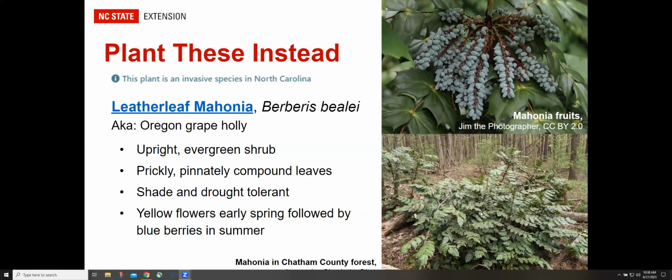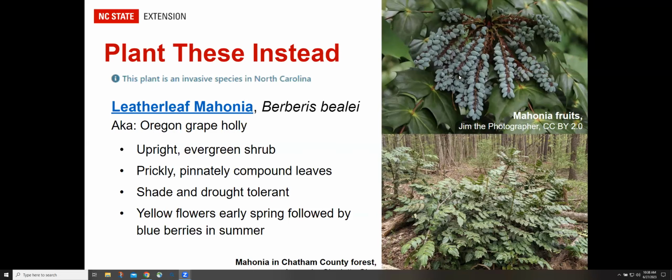In fact, this is a picture of one I found quite deep in the woods. It surprised me a lot to find it back there. And it was kind of a colony. You'll see this is the main plant, but there were several other plants all around it, which I don't know if they were root suckers or seedlings, but it was definitely getting a good hold there.